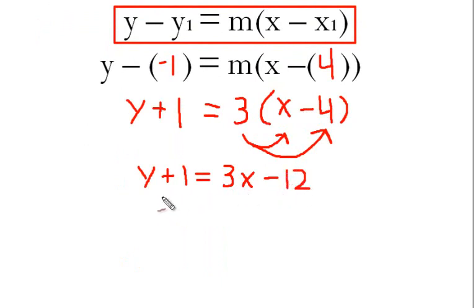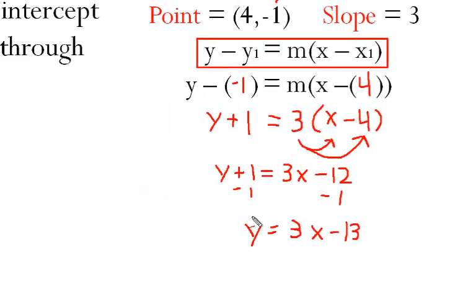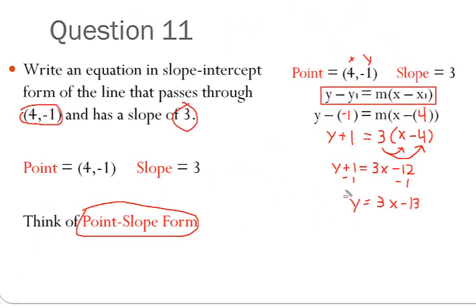Last step here is just to subtract 1 from both sides. And we get y equals 3x, -12 minus 1 gives us -13. Okay, so what we have here is an equation in slope-intercept form that goes through the point 4, -1 and has a slope of 3. So this is our answer.